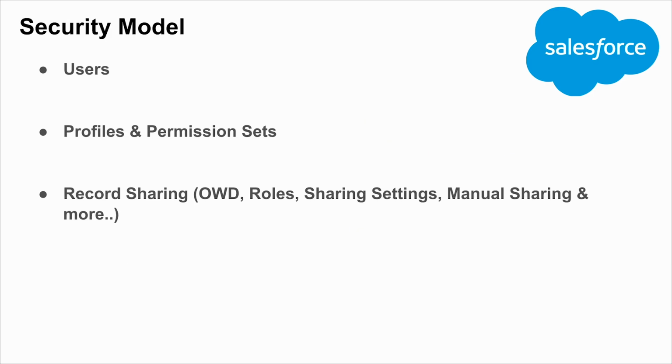Next comes the security model. We also need to understand this security model while designing for any project, and generally in Salesforce we already know about this. All the security related concepts start with user creation, then profile and permission set creation. Also, based on record visibility, we'll be using record sharing rules like OWD, roles, sharing settings and manual sharing. And there are various other things that come under the security model which we will be discussing in the course.